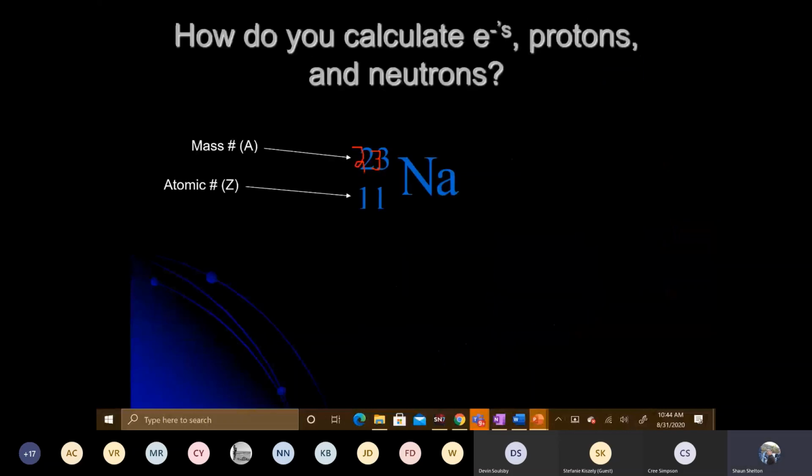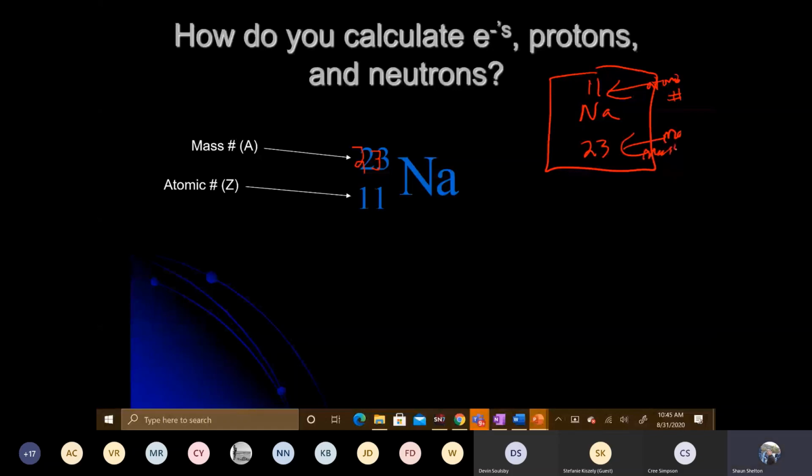When you look at this, you need your periodic table up, by the way. When you look at your periodic table, you're going to see that sodium has an atomic number. So this is the atomic number. And then it has a mass number. Now this is the rounded mass number. You are able to determine the electrons, protons, and neutrons from these two numbers.